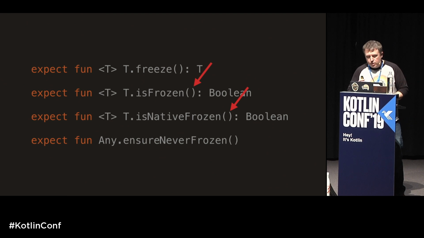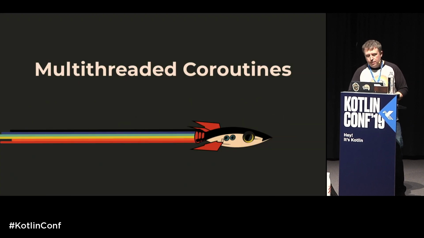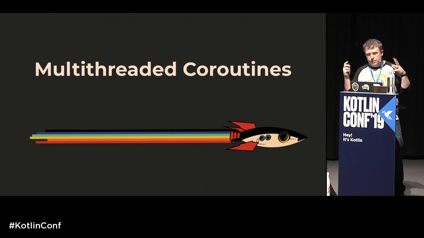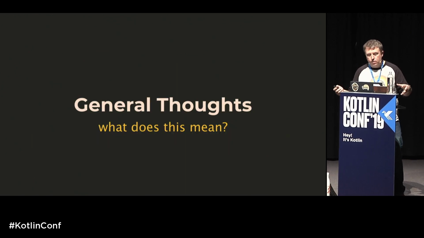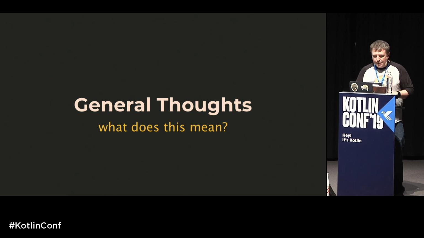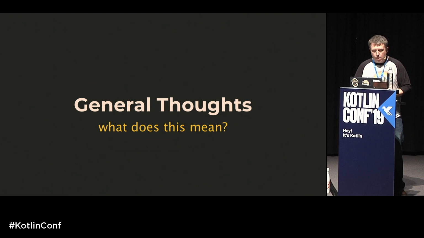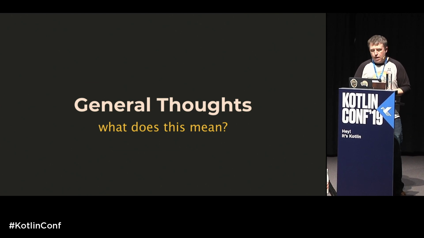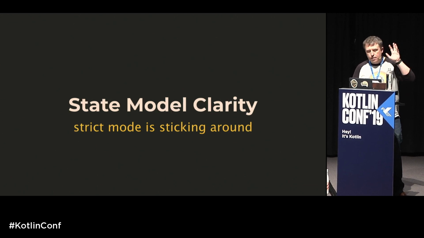So we're up to the thing that maybe changed a ton of this talk, which is multi-threaded coroutines. I'm going to start with some general thoughts: what does this mean for Kotlin Native? You can obviously have concurrency without coroutines, but it's been a blocker in a few important ways.